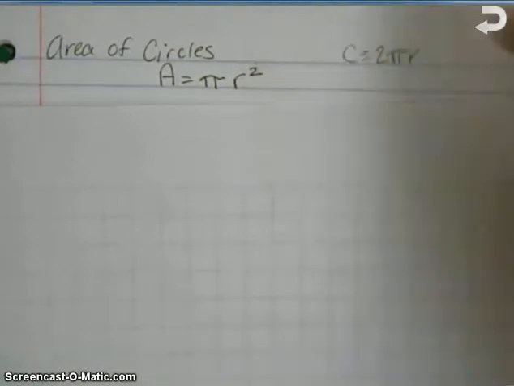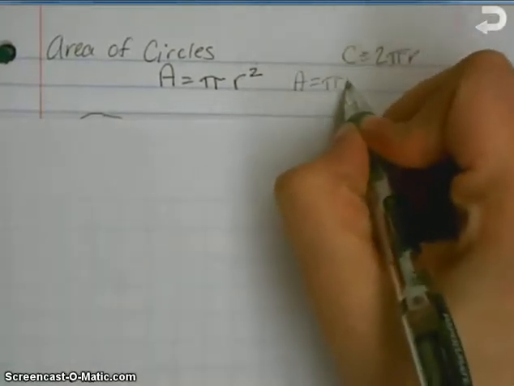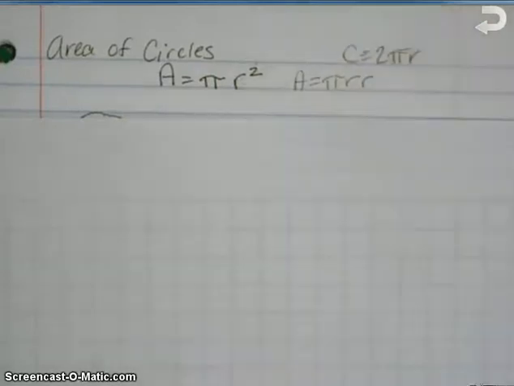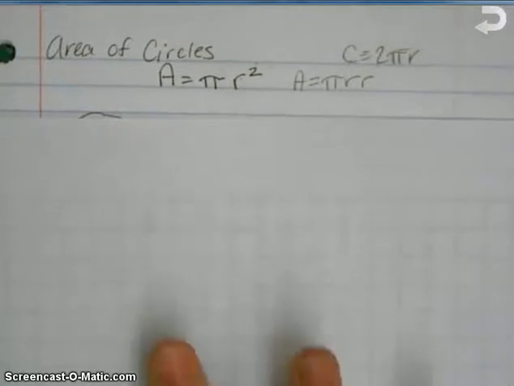And the radius squared, remember, means area equals pi times the radius, because we're going to multiply that radius by itself, not times 2. That's a common mistake, so make sure that you're doing it radius times radius.